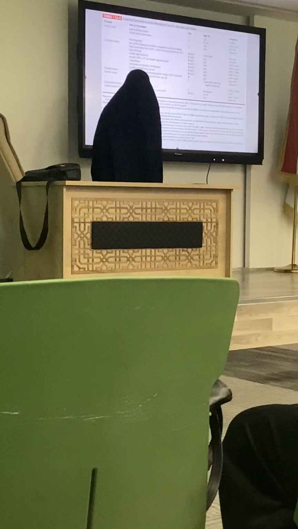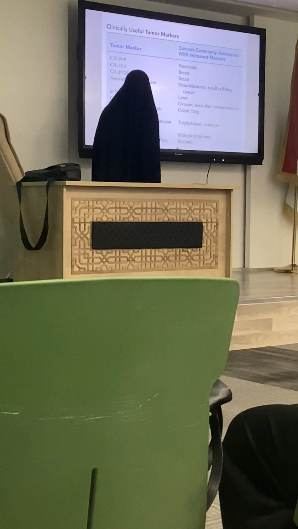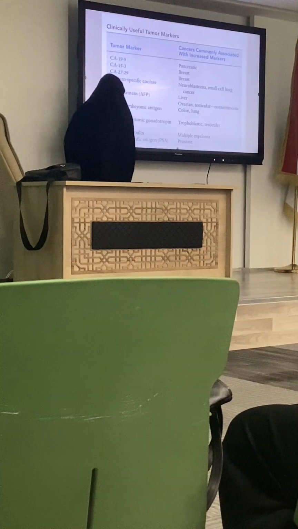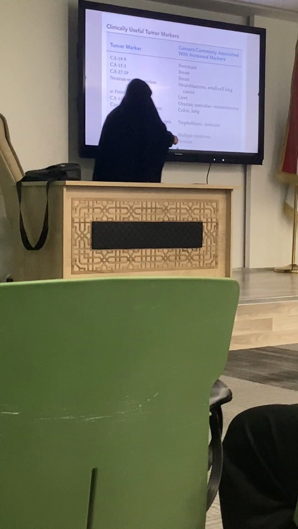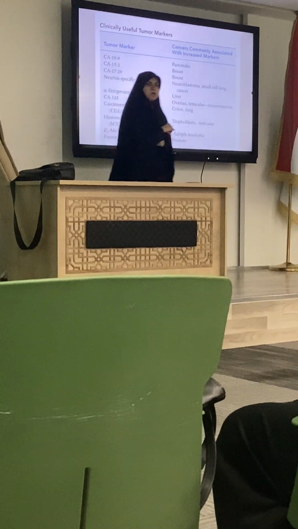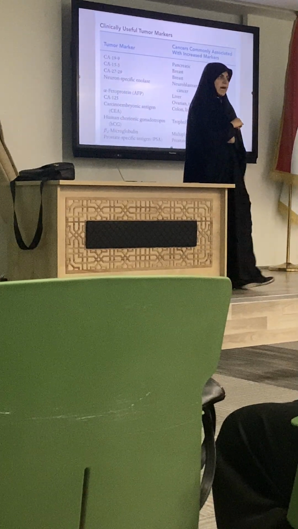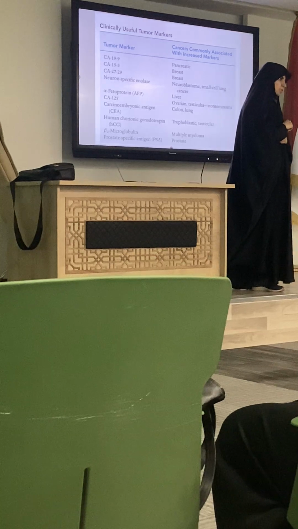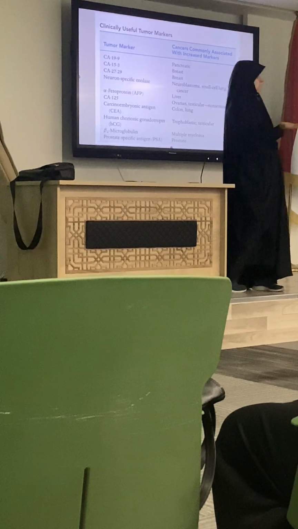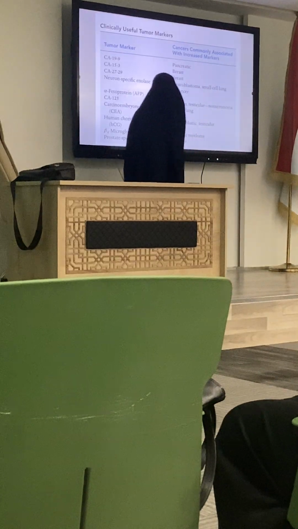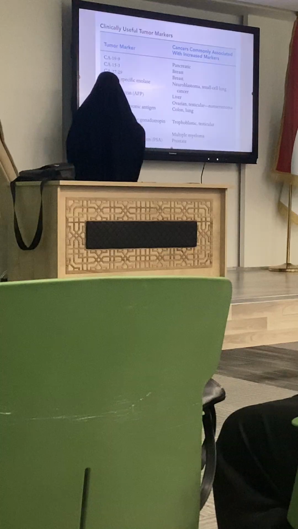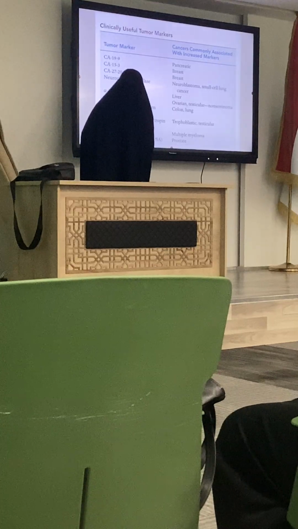Here is the PSA, as I have told you. It is a prostate cancer marker. They are called biomarkers or markers, alama, a sign of cancer. We have some other markers too, like CA 19-9 and CA 15-3. From these markers, just remember the prostate one.